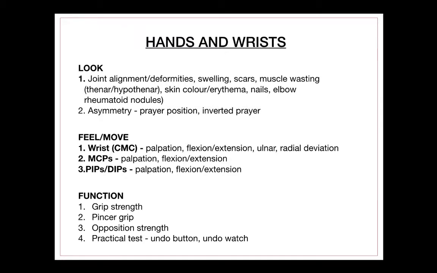Do you want to do hands and wrists first, or actually let's do it and we'll just go through the parts that weren't the same as MSAL. Does that sound okay? And you can have a quick go. So you'll look at basically all the same things in your hands. You can check the elbows as well for rheumatoid nodules. You can sometimes get nodules underneath there. And then, your asymmetry, so your prayer and inverted prayer.